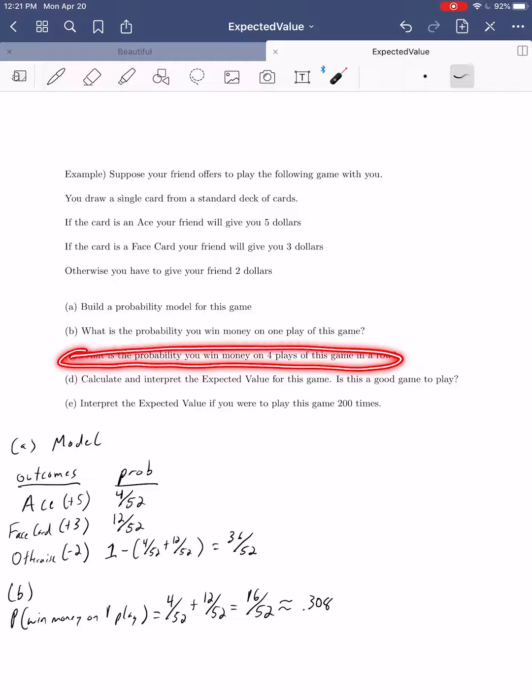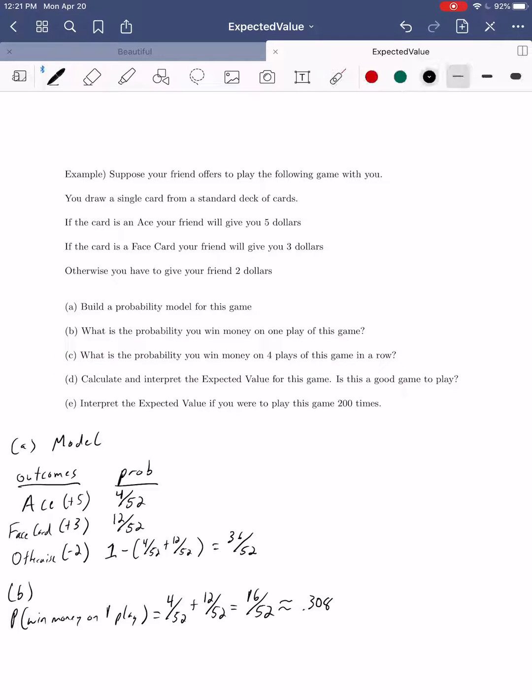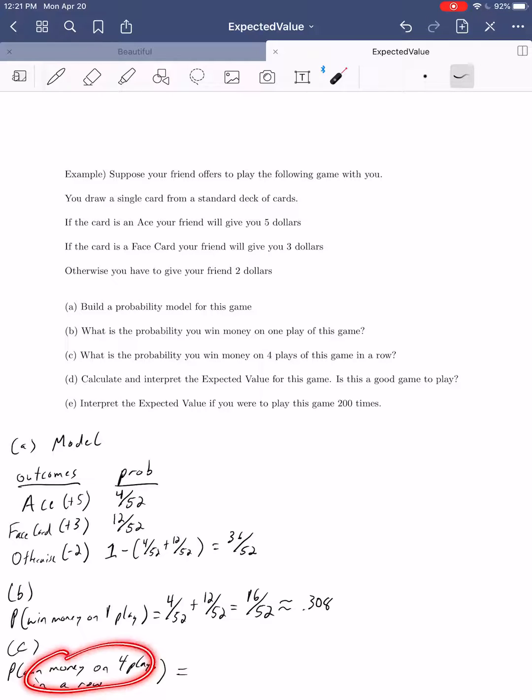Let's calculate the probability that you win money on 4 plays in a row. So now we want to do win money on 4 plays in a row. Okay. How would we do that? Well, to win money on 4 plays in a row, this has to happen 4 times in a row. Now, we know that when you have to have multiple events happen, you have to use the multiplication rule. So we're going to multiply this with itself 4 times.